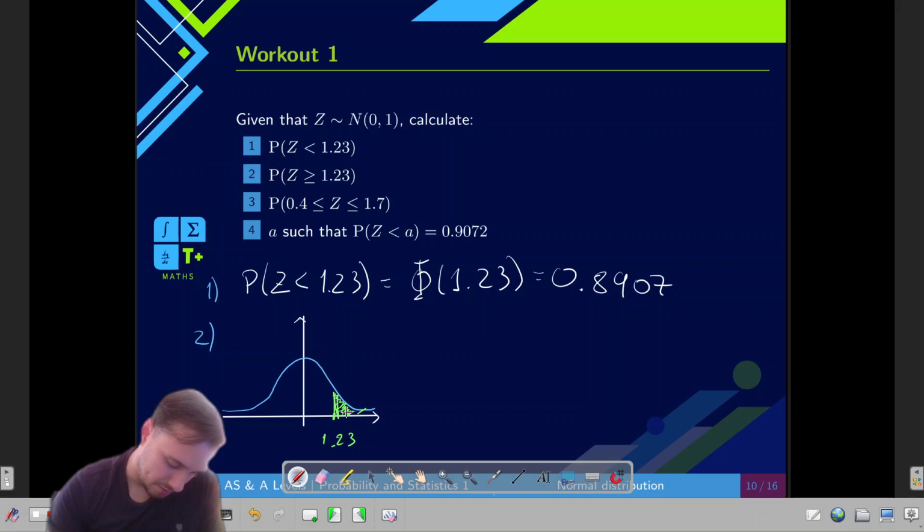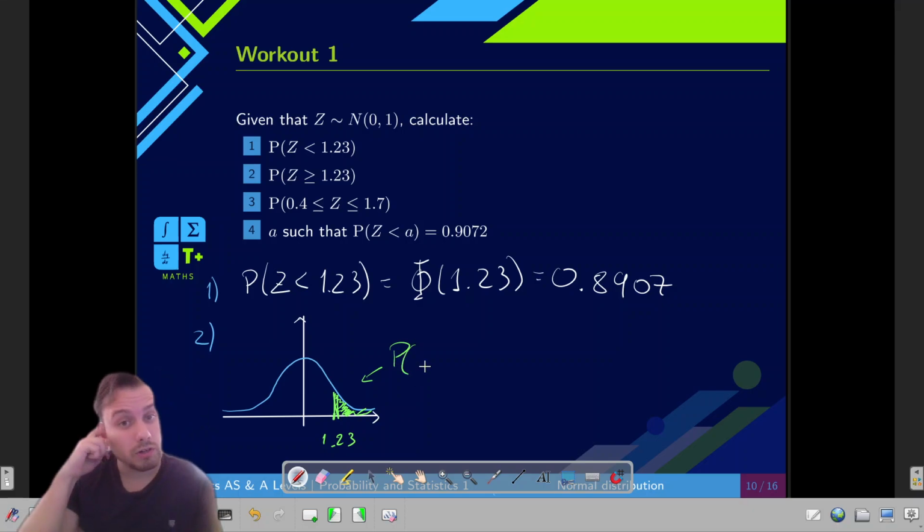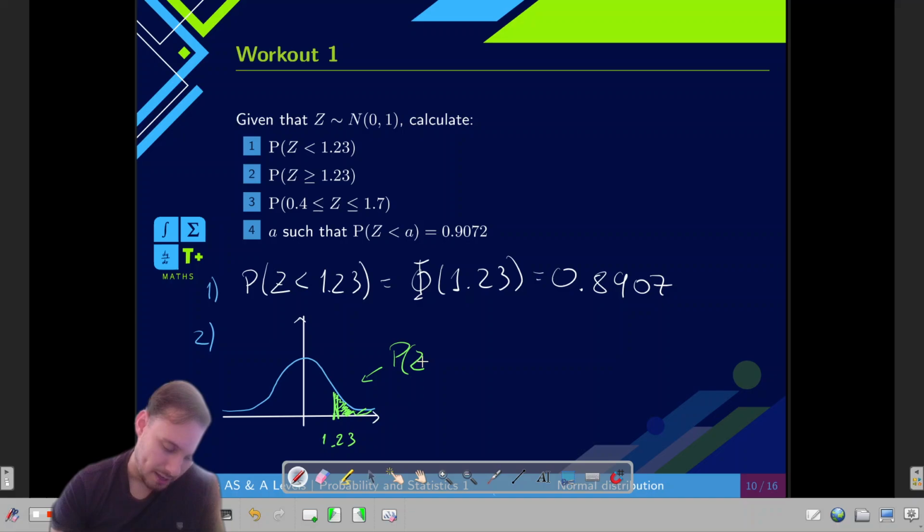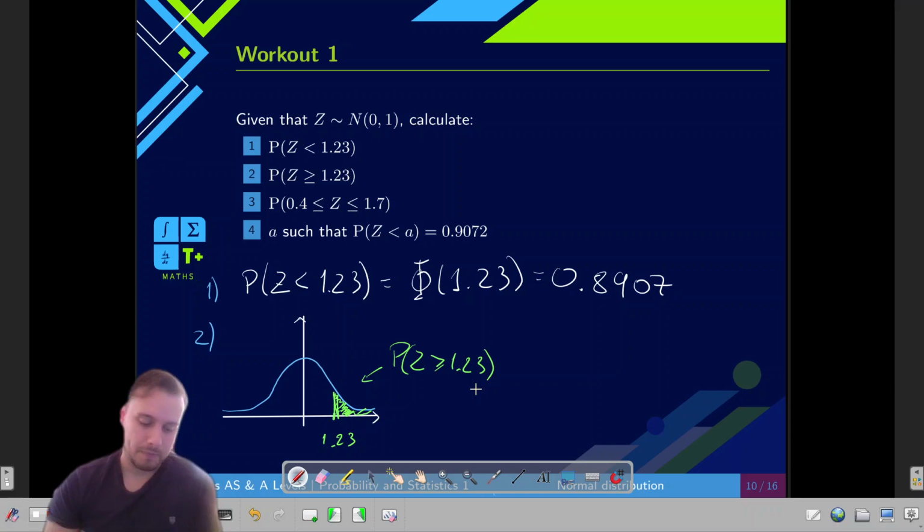Okay, because remember that areas relate to probability. So this is what we're looking for. We're looking for the probability that Z is greater or equal than 1.23.